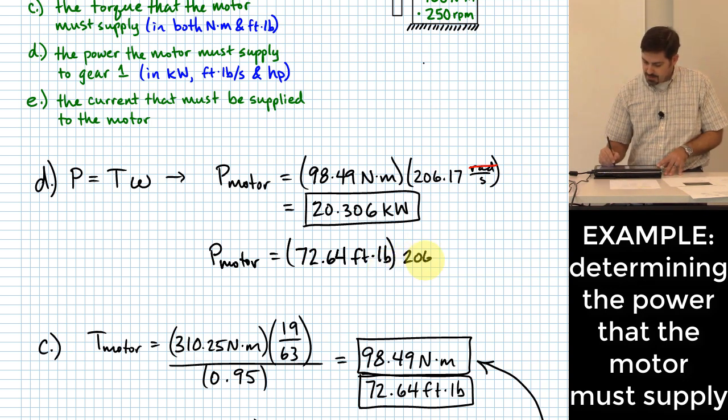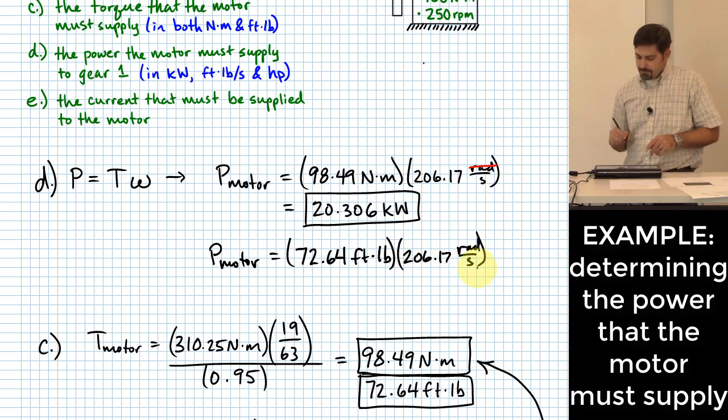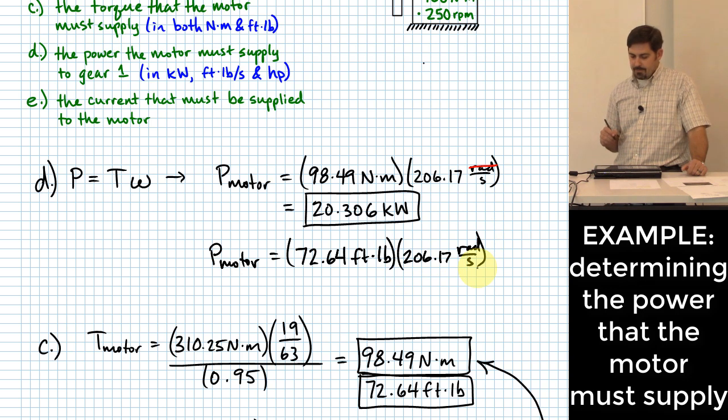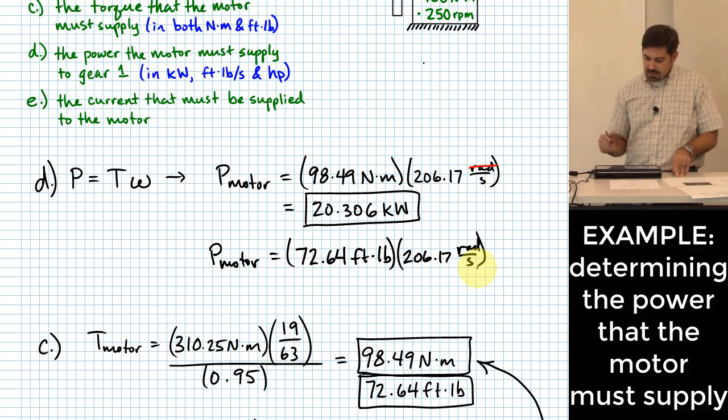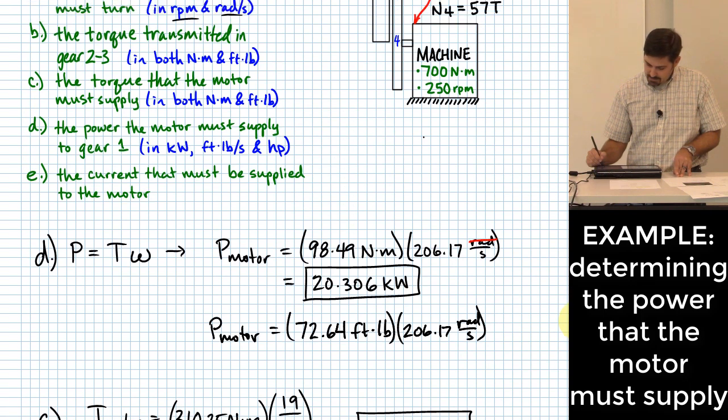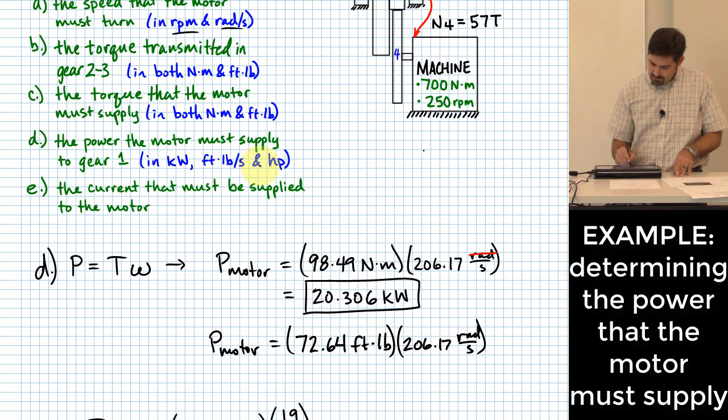So 206.17 radians per second. Now this gives you a number of foot-pounds per second, which is fine. That is a statement of power. But what did it ask us to put it in? Foot-pounds per second and horsepower.